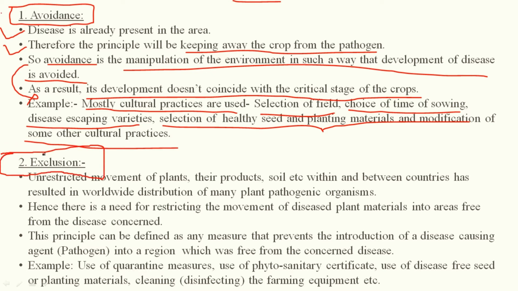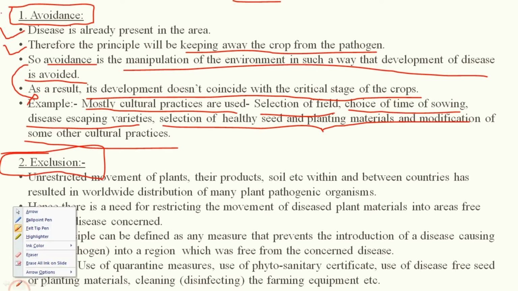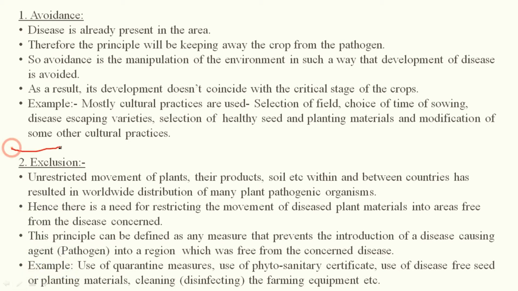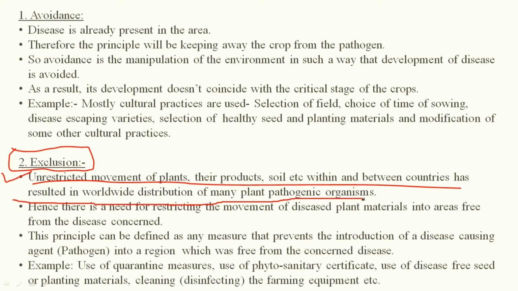The second one is exclusion. What is exclusion? Excluded, the person will be excluded. Yes or no? So why did this term exclusion come? You see, unrestricted movement of plants or plant products, soil and some equipment within and between countries has resulted in worldwide distribution of many plant pathogenic organisms.